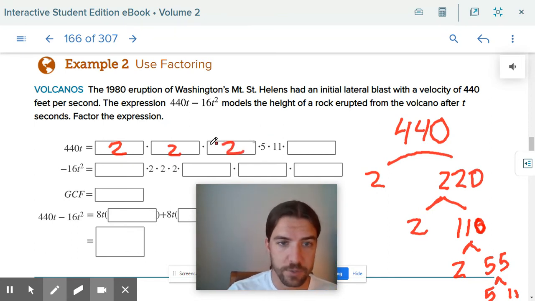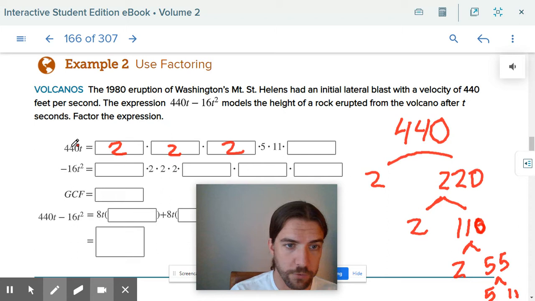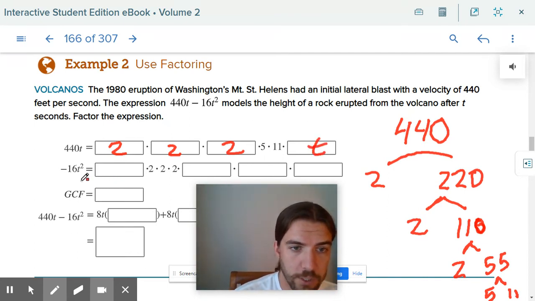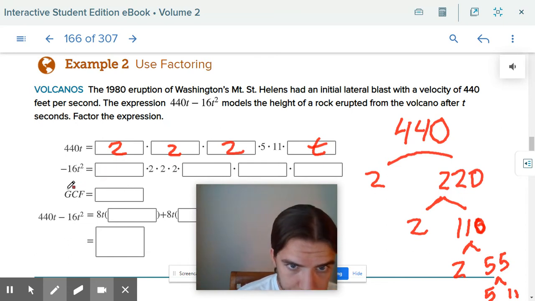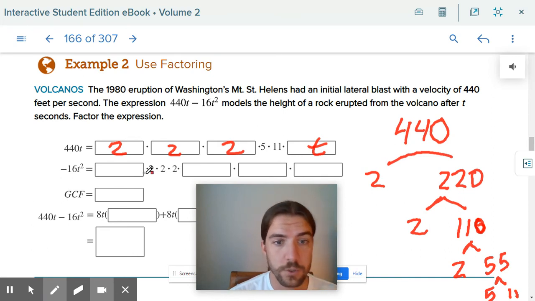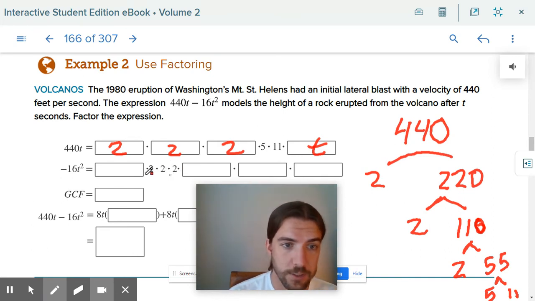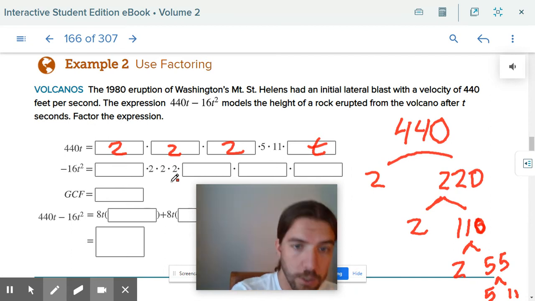Okay, and what's left? Well, just that t at the end. We had 440 times t, the 2 times 2 times 2 times 5 times 11 gets us to our 440. So we've just got that t left over. Now let's try negative 16t squared. What have they already done for us? They've done 2 times 2 times 2. Well, 2 times 2 is 4, times 2 is 8. So we need to do another 2 to get to 16.